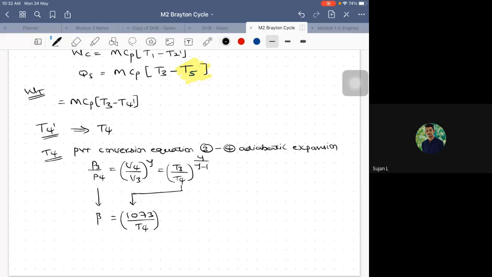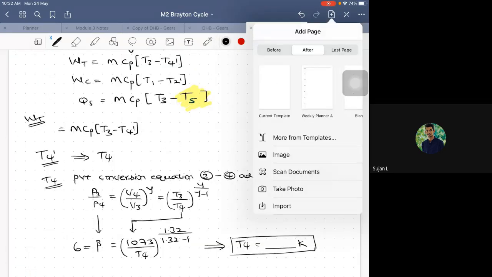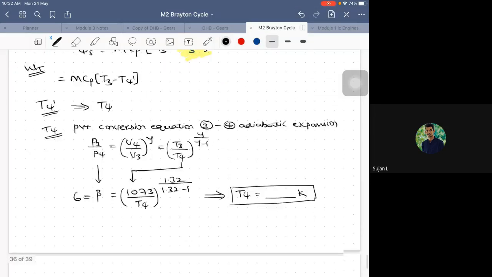And the gamma value which is given is 1.32 divided by 1.32 minus 1. And the value of beta which is given is 6. So from this, what is the value of T4? That you will get in Kelvin. So once you get T4, next you go on to calculate the T4 dash. So in order to calculate T4 dash, what you have to do? You have to use the efficiency of turbine equation.